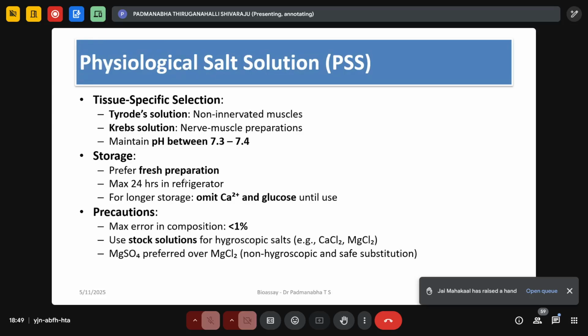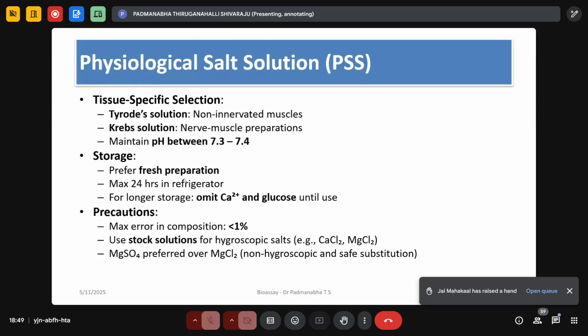So precautions: maximum error in composition. How much error can you have? Less than 1%, that's what I told. It is the heart of the bioassay, where if you have prepared the physiological salt solution correctly, then most of the work of the bioassay is done. So that's why the error has to be very, very minimal here.